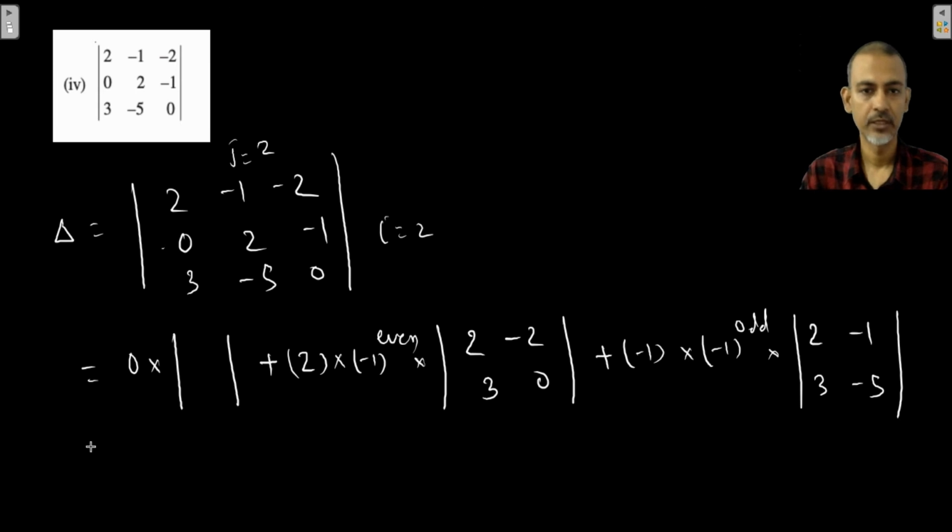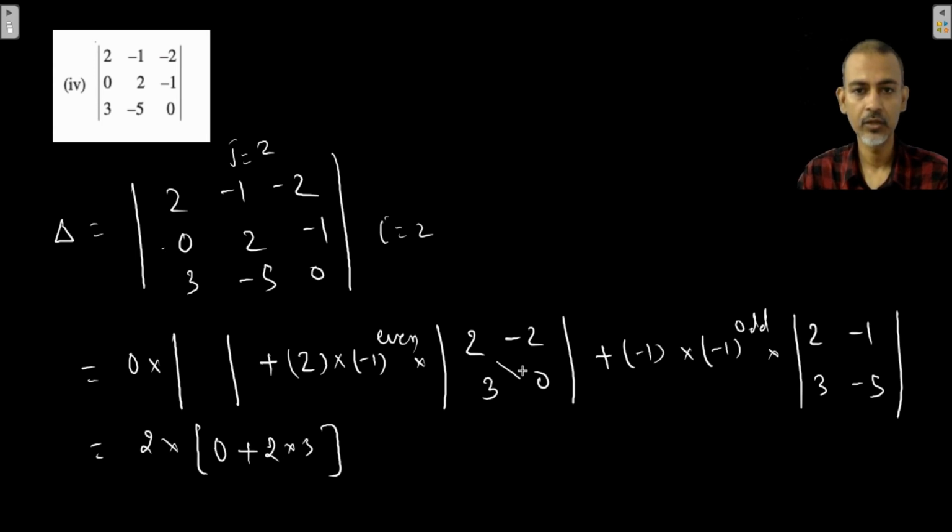Okay, let's evaluate. Minus 1 to the power even is going to be 1, 2 times 2 into 0 is going to be 0, 3 minus 2 with a 0, minus minus plus 2 into 3. I am just cross multiplying this and cross multiplying this. This is what I am doing. Minus 1 is here, and also there is minus 1 to the power, this is also going to be minus 1.